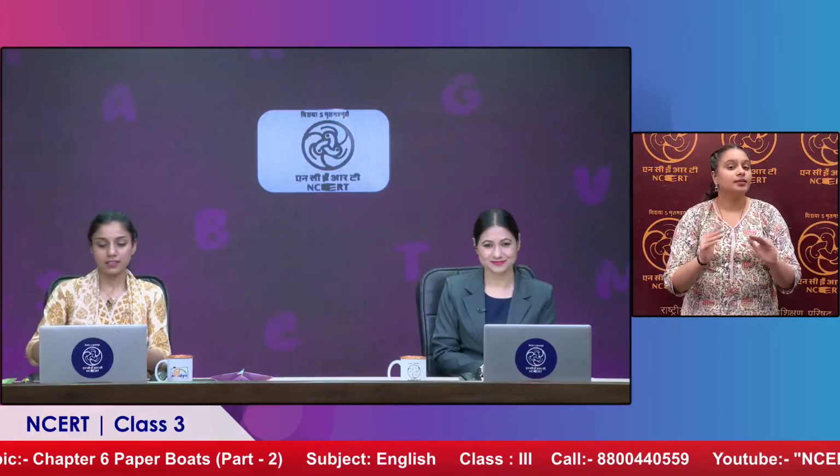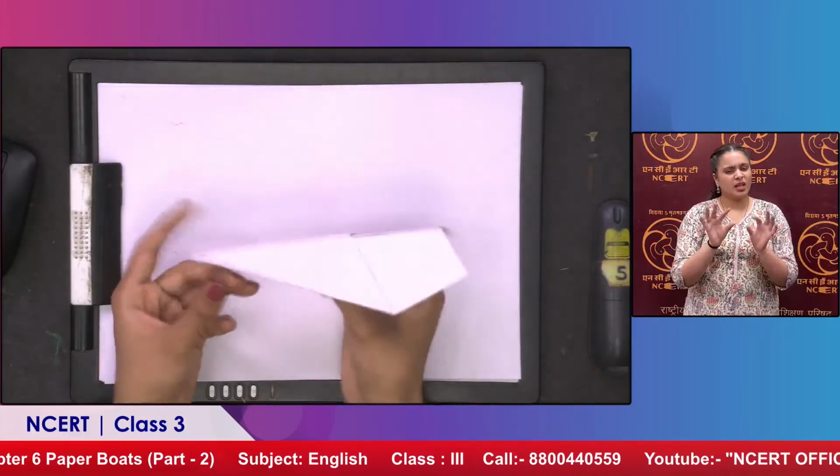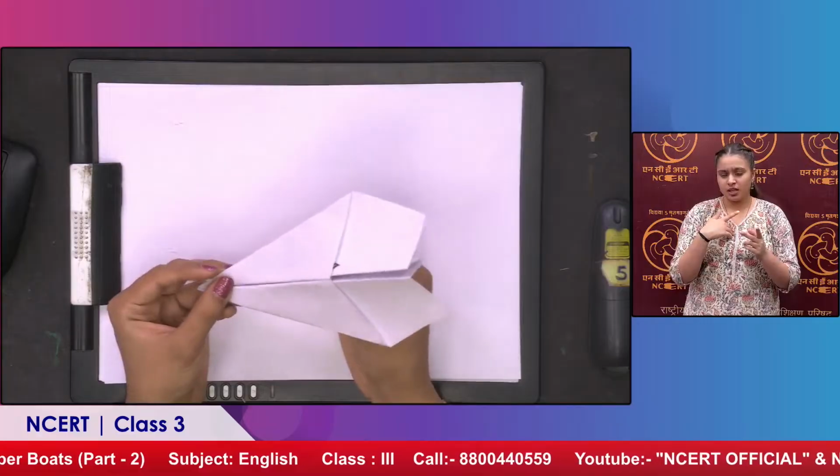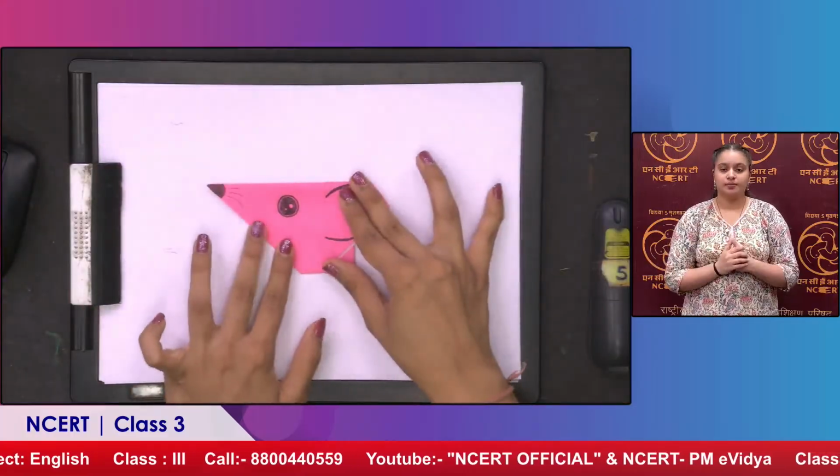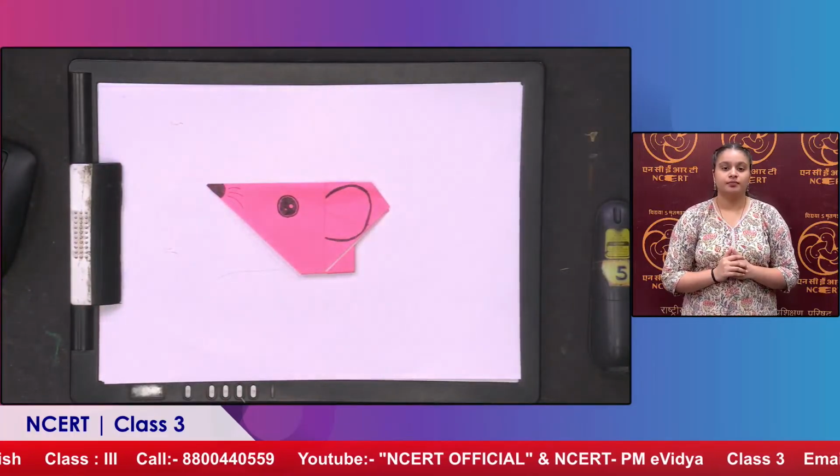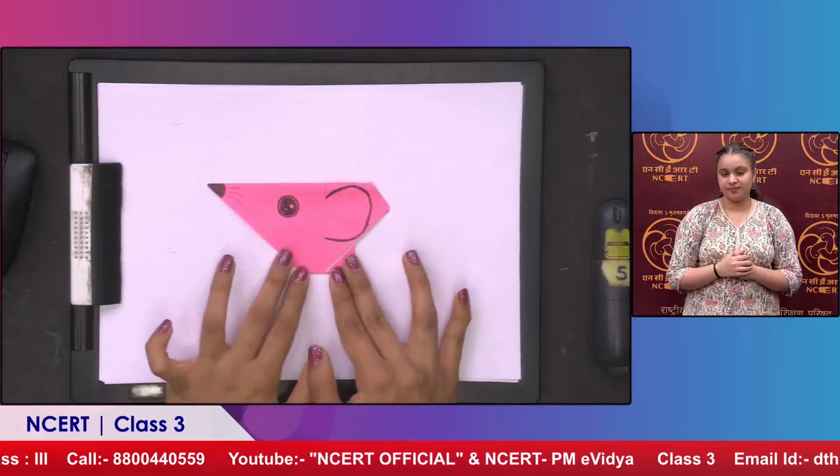Next we have a very simple thing. I guess you can see. It's a plane. Yes, it's an aeroplane, very correctly guessed. Okay, moving on. Next. It's a rat. Yes, you have guessed it right. It is a rat. All these animals that I'm showing you are made of paper. So you can also do origami at your home.